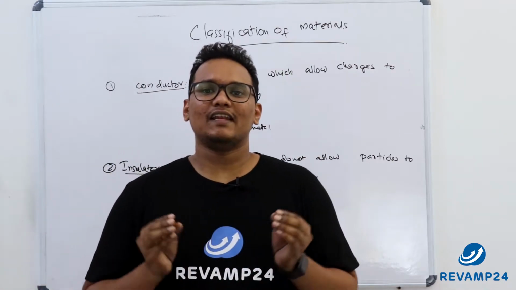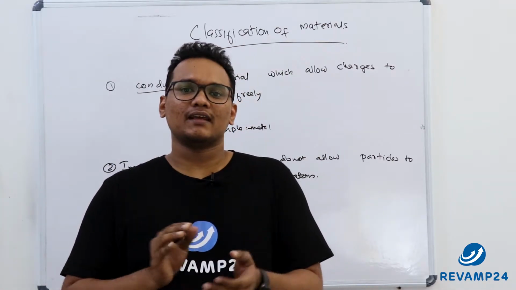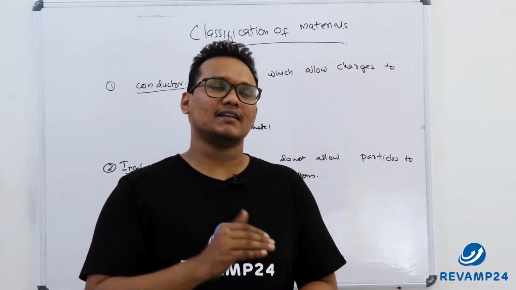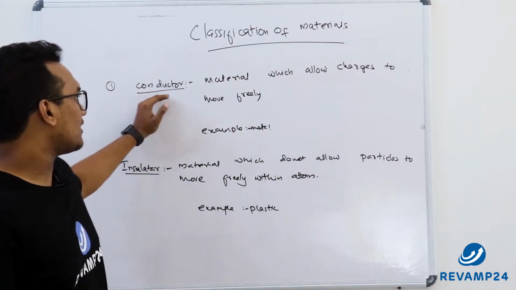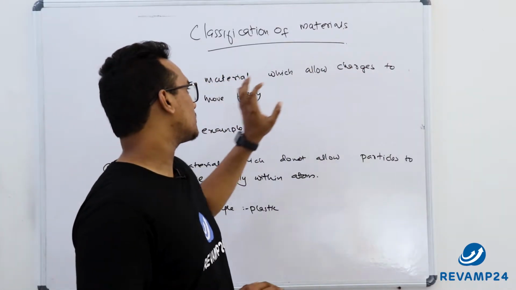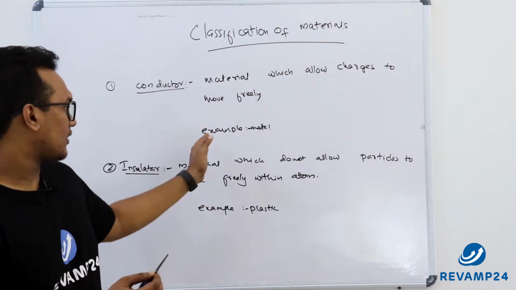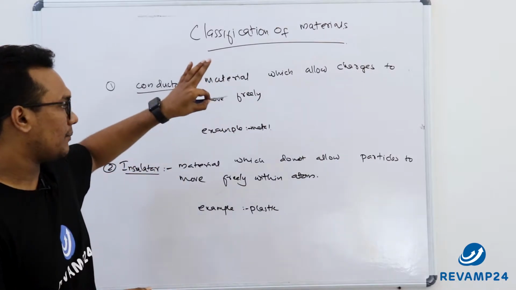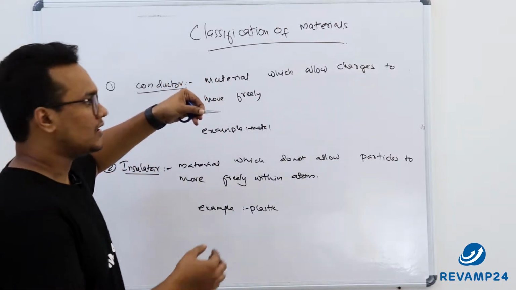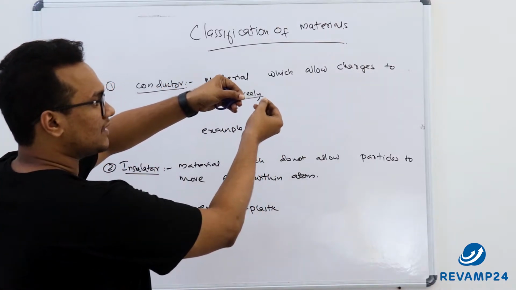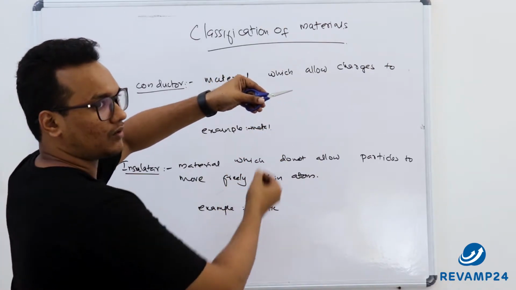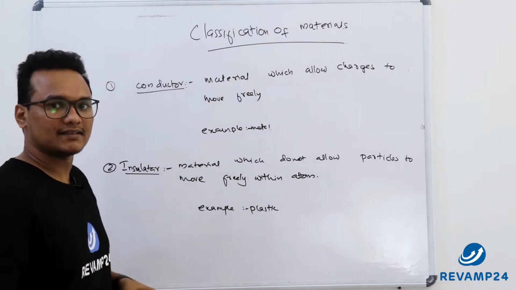In this video, I will explain the classification of materials as insulators and conductors. Now, what are conductors? Materials which allow charges to move freely. For example, when we take a metal, we know that it's a conductor. When we give it a charge, this charge will move across. This is nothing but current electricity, right?